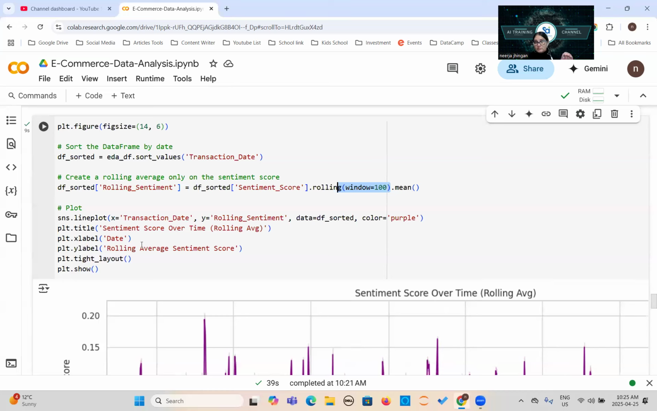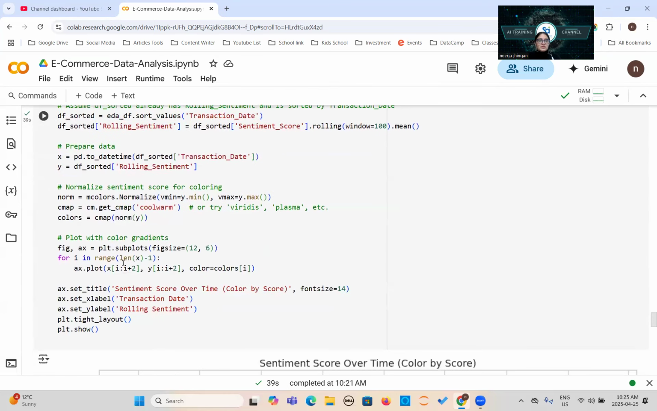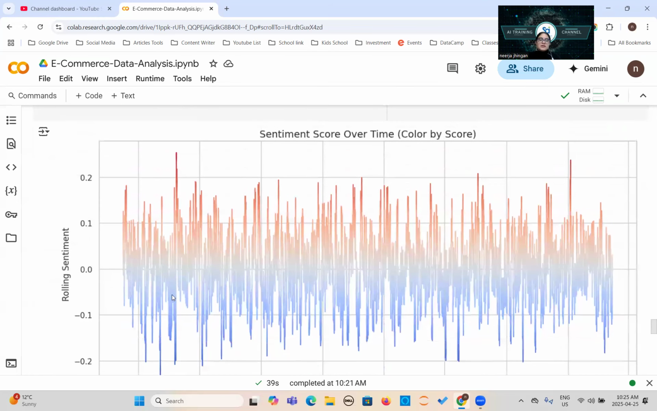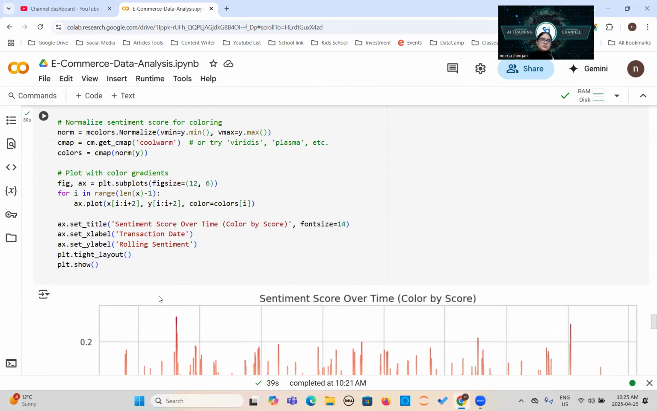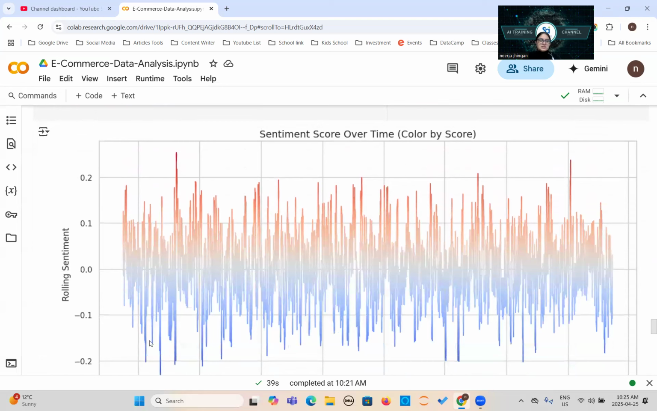Very, very useful. And if you want, I have added an optional graph here with different colors. Look at this, it is good to look at the color by score. If you want, you can draw this one too. Here, the lighter color means negative feedback, and this is positive feedback from each data transaction, for the past 100 customers.